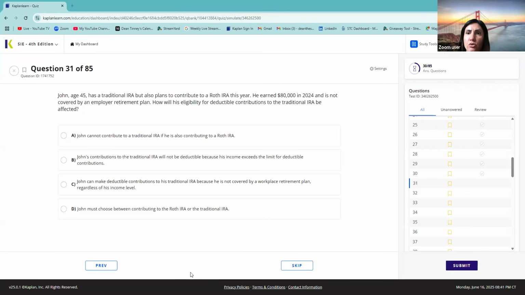John's contribution, since he doesn't have any employer pension plan, will not be deductible because his income exceeds. And then John can make a deductible contribution to his traditional IRA because he's not covered by the employee retirement plan, regardless of the level. And John must choose between contributing to. So I think it's C.